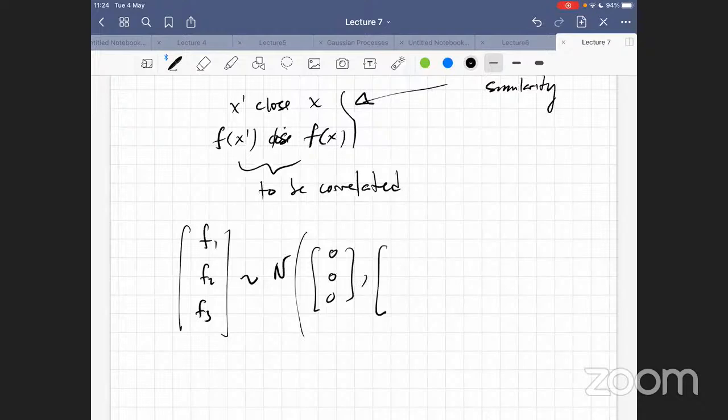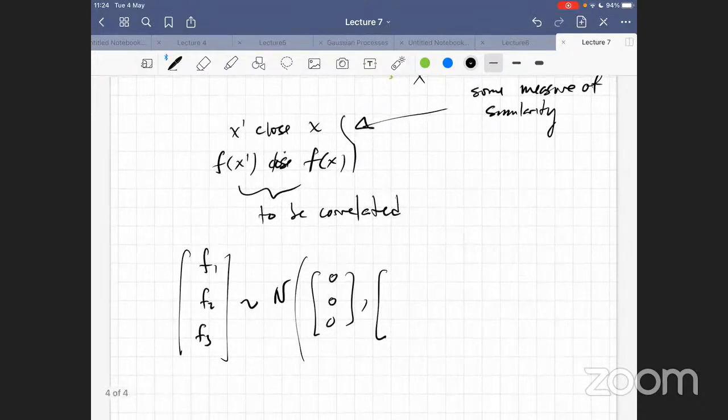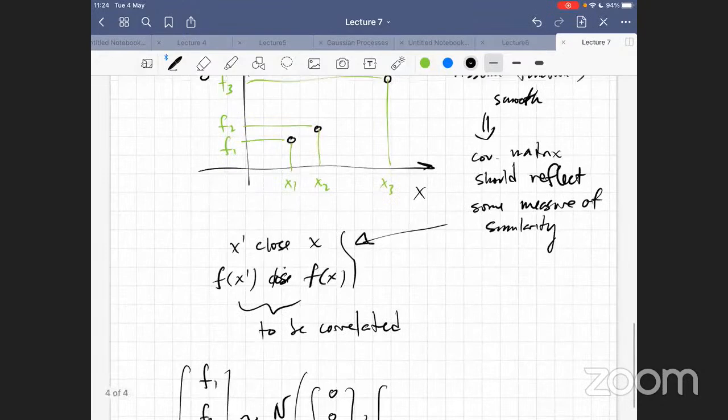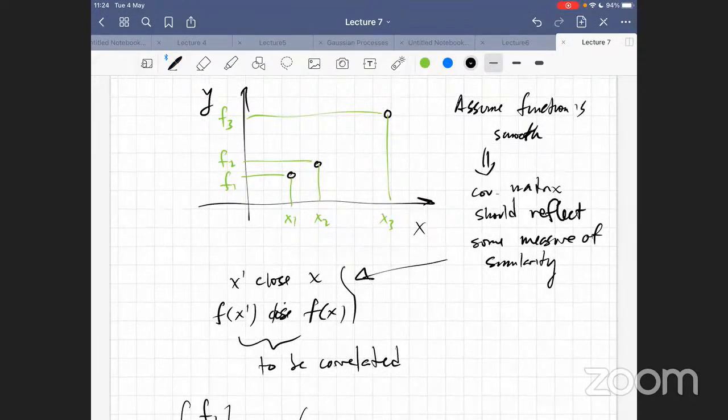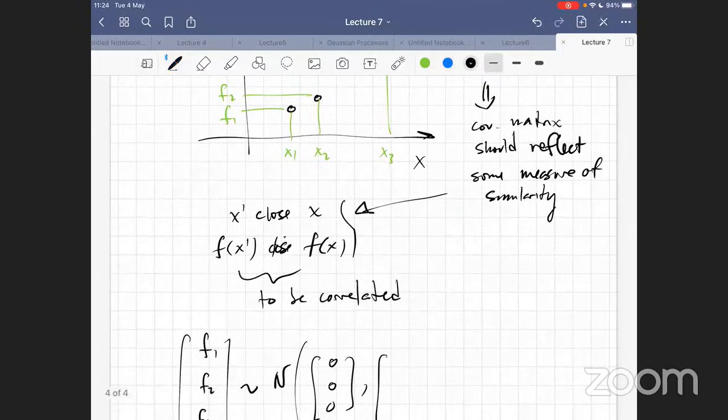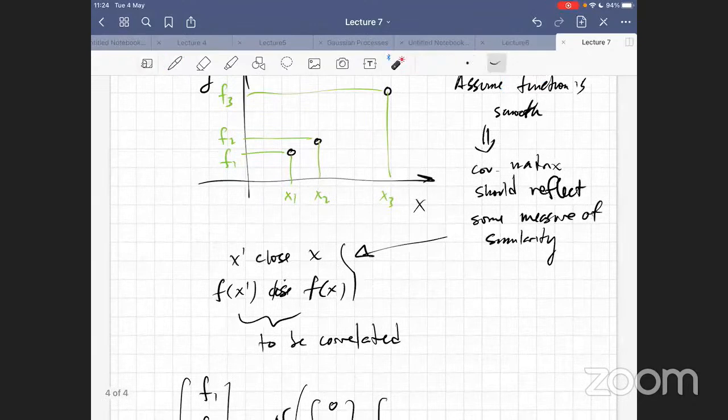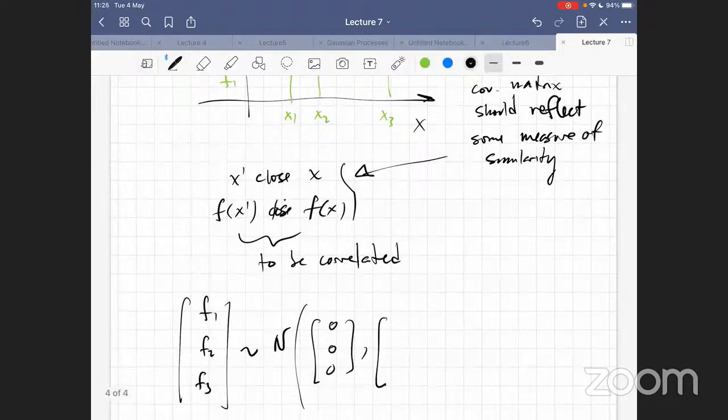And then I need to specify somehow my correlation between these 3 variables. So take a look at the points x1 and x2. They are closer together than point x3, right? So somehow there is a stronger correlation, this is our hypothesis, between f1 and f2 than between f1 and f3, because points x1 and x2 are closer together than x1 and x3. So let me try to build here a covariance matrix, of course a covariance matrix with the correct properties, reflecting the fact that points 1 and 2 are more correlated than, for example, 1 and 3.